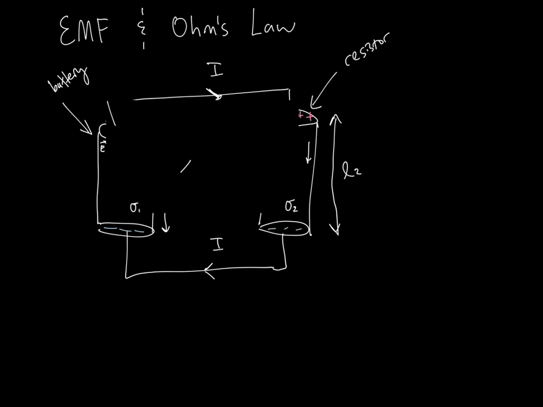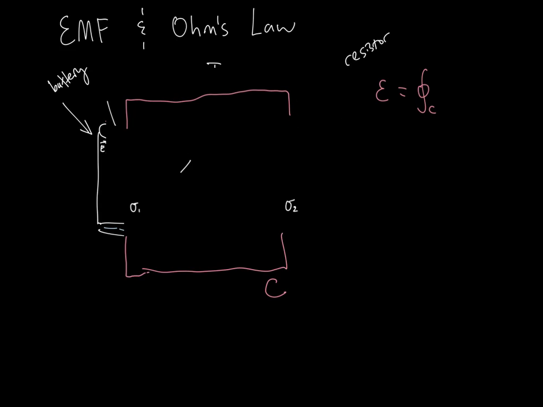Now let's compute the EMF in a closed path C that runs parallel to the wires in the circuit. So now our closed path C is actually a circuit itself. And the direction that we're going to walk through this closed path C is going to be in the same direction that we know that the current is flowing. So in this direction.